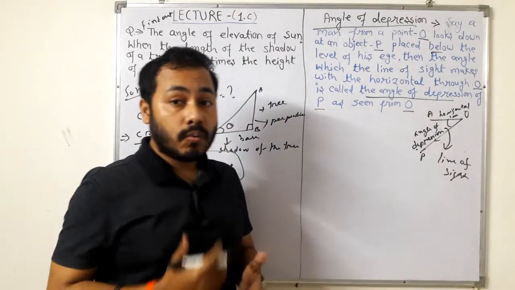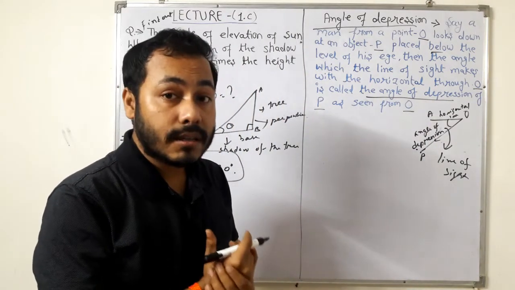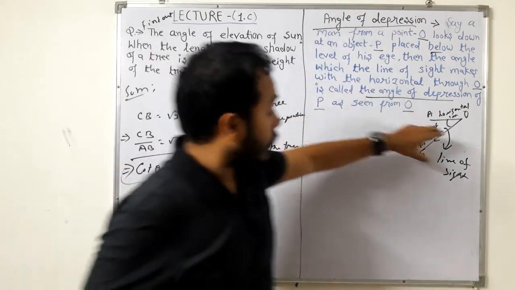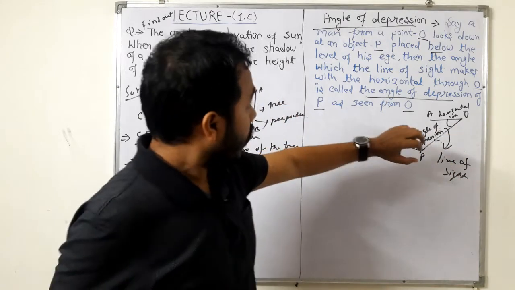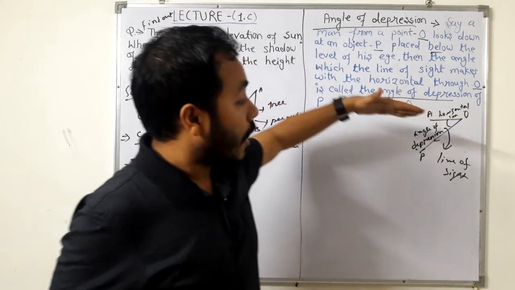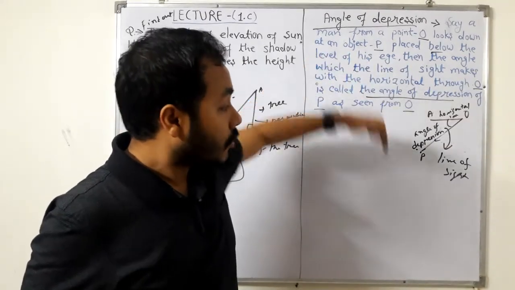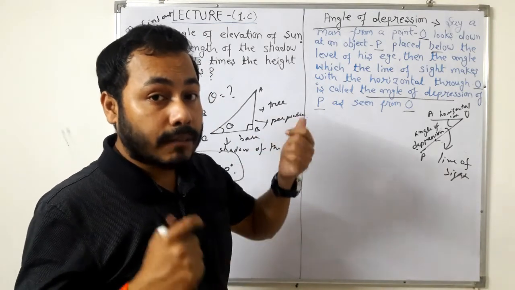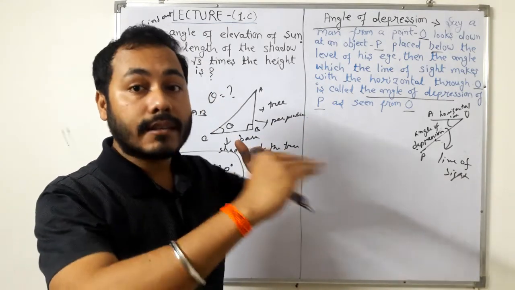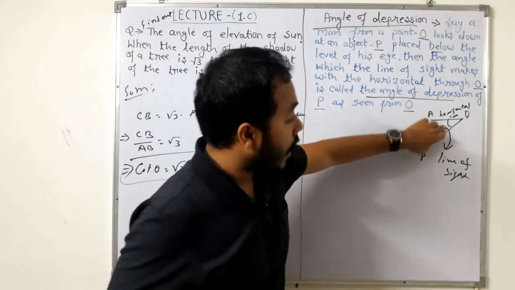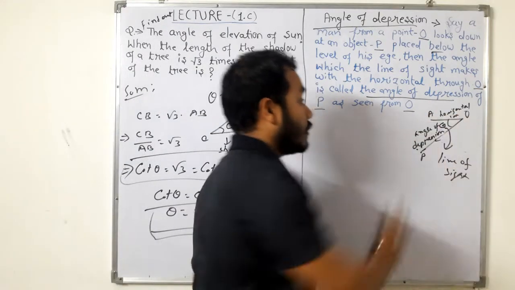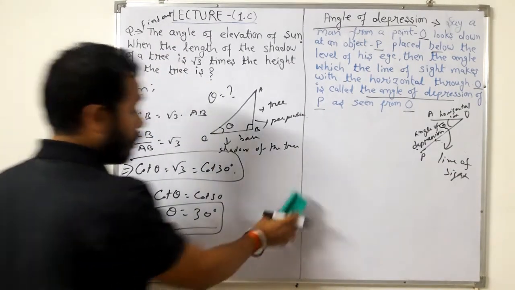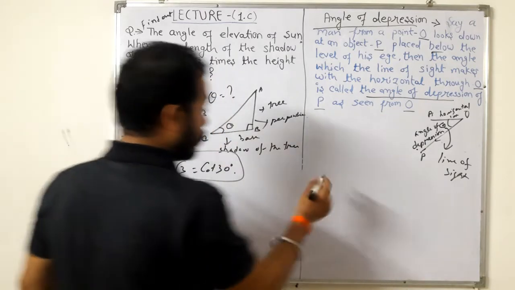So in simple words, the angle of depression is this: a man from above level looks down towards an object, and his line of sight forms that particular angle of depression with the horizontal line. Clear? So this is the angle of depression, say theta. Is this concept clear to you? So let's take a practical example.